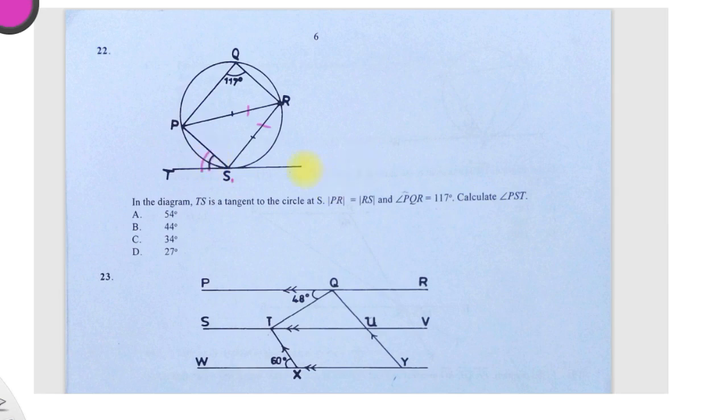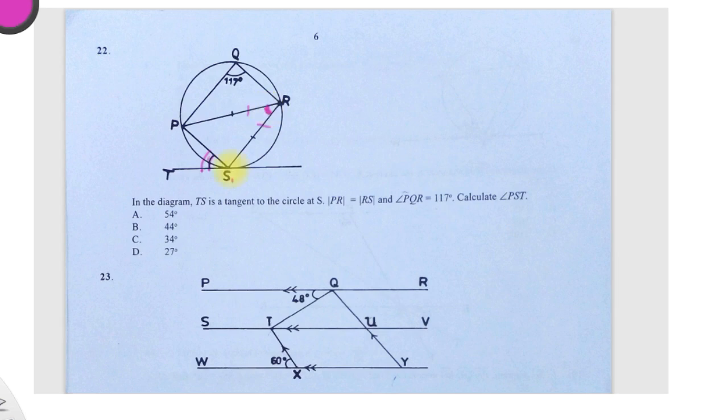Fine. So how do we calculate that? Let's identify the theorems that are present over here. First of all, this is a tangent, and this is a chord. Chord PS is meeting the tangent, and this chord is forming this triangle here in the opposite segment. So this angle must be equal to this angle.